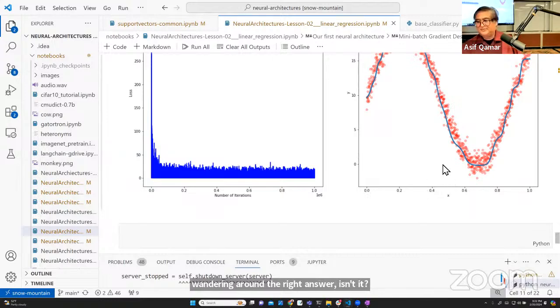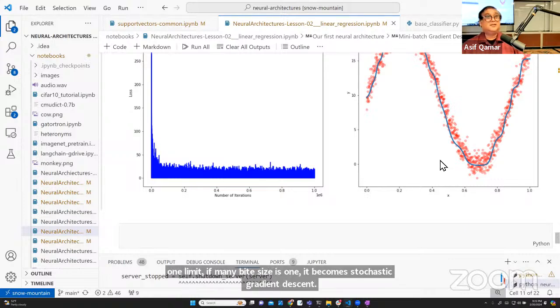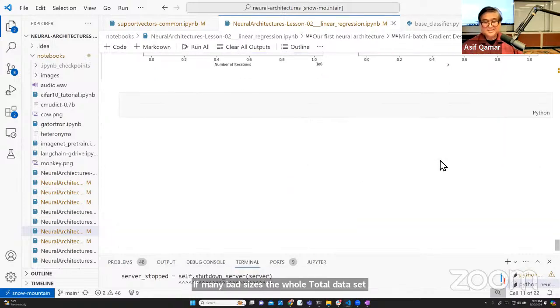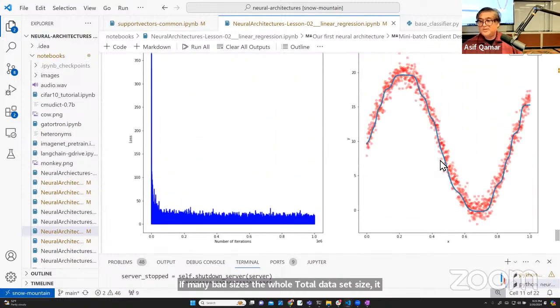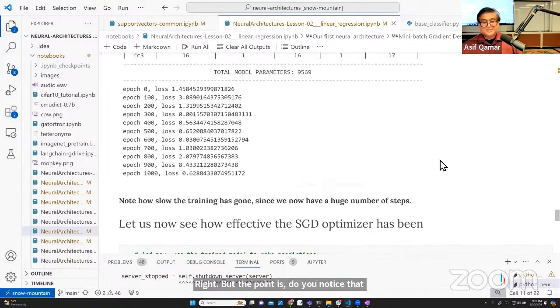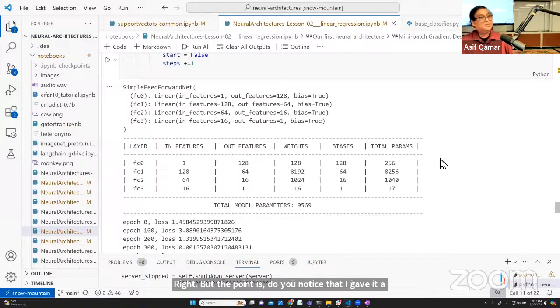So the lesson to take away from it is that a good compromise is to go with mini batch. The only question that remains is what's the size of the mini batch? At the one limit, if mini batch size is 1, it becomes stochastic gradient descent. If mini batch size is the whole total data set size, it becomes batch gradient descent, right? But the point is, do you notice that I gave it a function, any function, and this network, without getting any hints, sort of molded itself and adapted to this function completely.